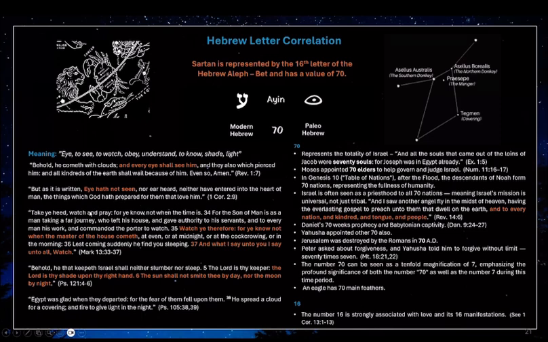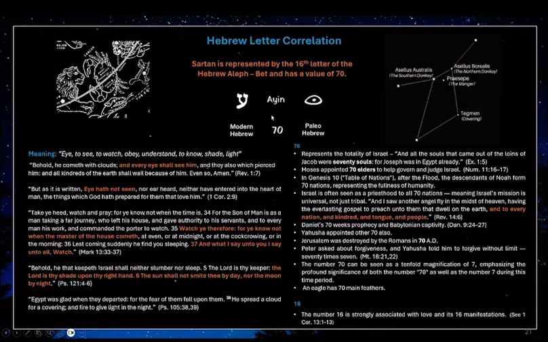Take ye heed, watch, and pray, for you know not when the time is. For the Son of Man is as a man taking a far journey, who left his house. That's our constellation Argo, the ship. A ship implies going on a long journey, a far journey, and gave authority to his servants and to every man his work, and commanded the porter to watch. Watch you therefore, for you know not when the master of the house cometh, at even, or at midnight, or at the cock crowing, or in the morning, lest coming suddenly he find you sleeping. And what I say unto you, I say unto all, watch.